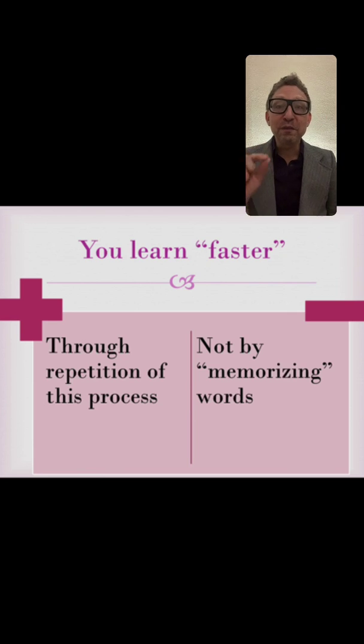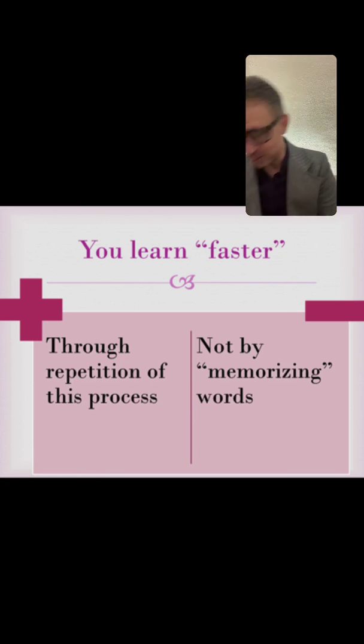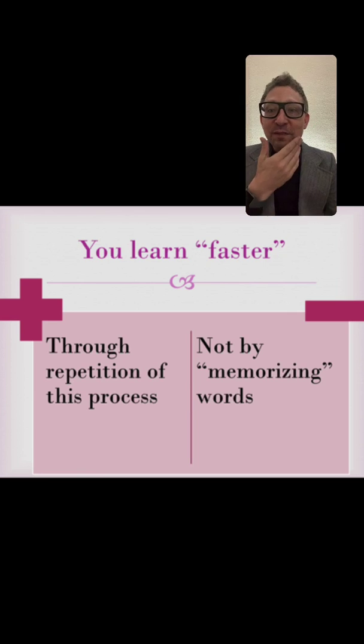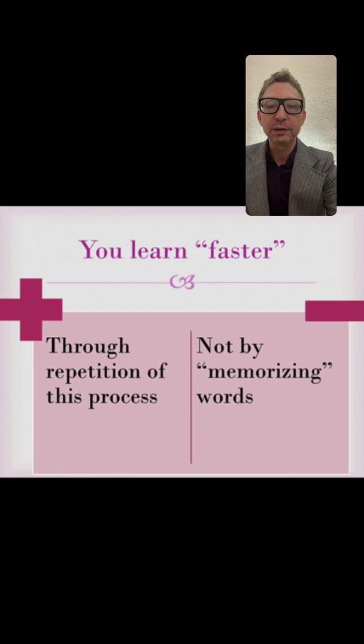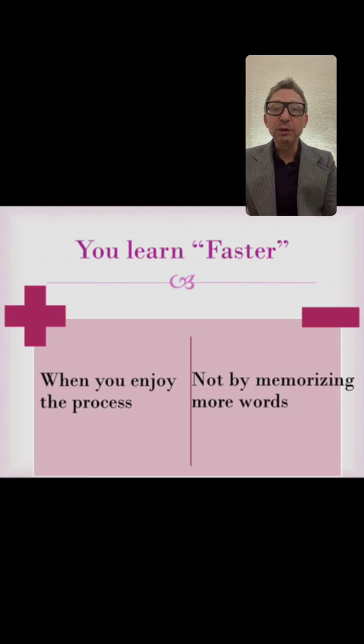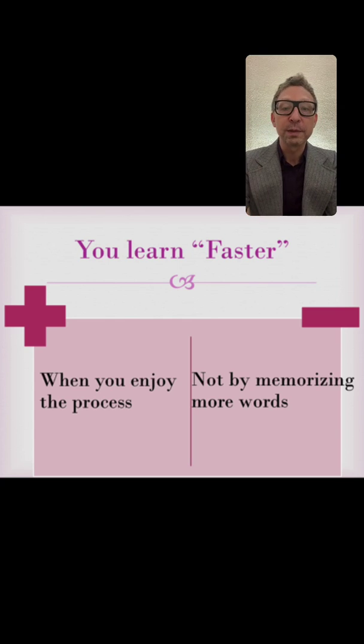All right, how do you learn faster? Because a lot of people are asking, I want to learn faster. You learn faster through repetition of this process. This process speeds up the more you do it, not by memorizing words. That is not going to make you learn faster. Number 2, you learn faster when you enjoy the process, not by memorizing more words. Enjoying the process will allow you to remember things longer, because your attitude is very different. And I'm speaking now from experience. This is much more long-term, the best approach.